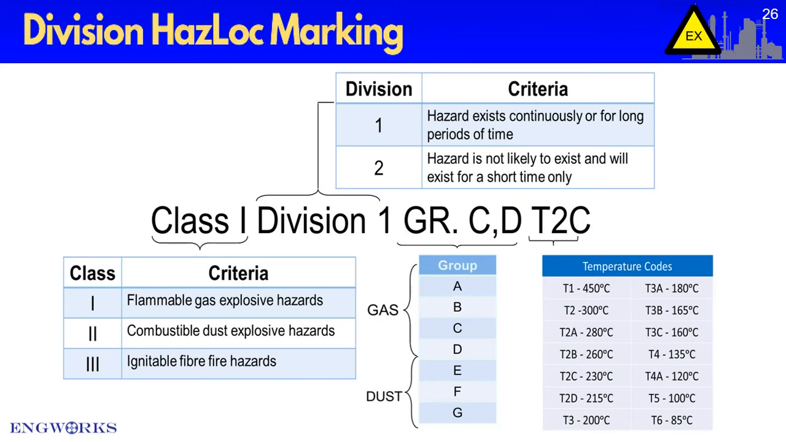The product temperature codes indicate the maximum surface operating temperatures for the device. For a safe installation, the maximum surface operating temperature corresponding to the temperature code that's defined in the table cannot exceed the auto-ignition temperature defined for the classified area where the equipment will be installed.